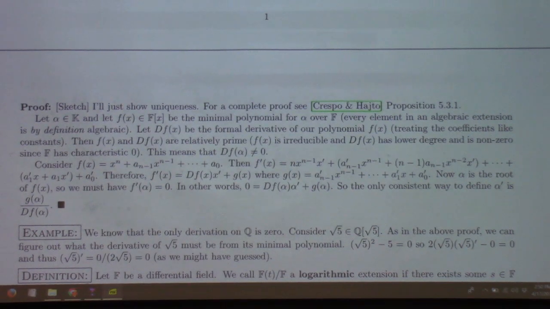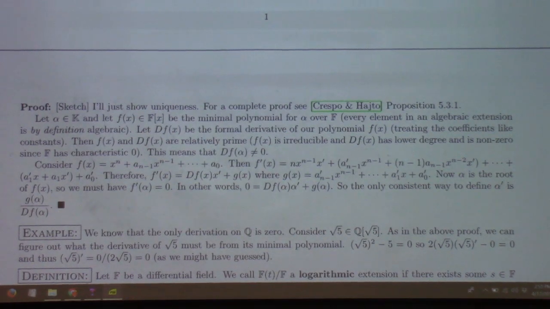Anyway, here's the sketch. He says, let alpha be in the extension field and let f of x be the minimal polynomial for alpha over F. Then we can define the derivative of f of x formally in the usual way. And then he says f of x and df of x are relatively prime. Let's see here. I'm looking for his formula. How does he actually differentiate alpha?